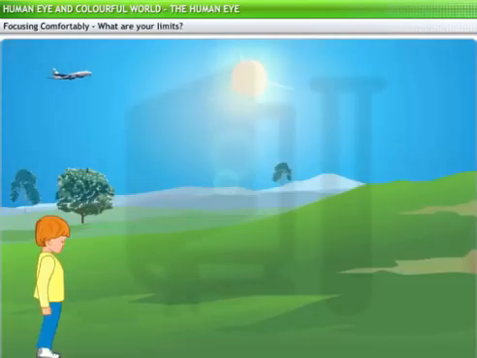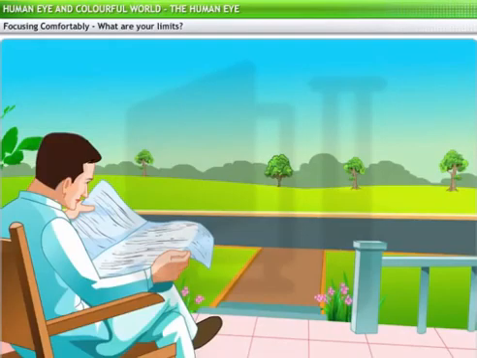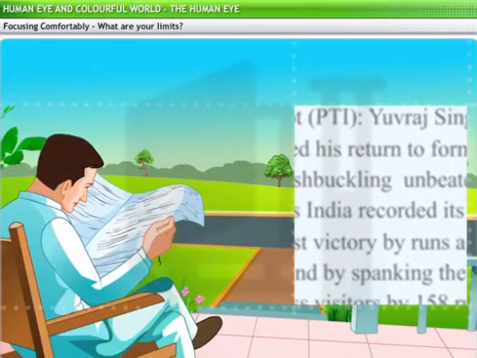So, how far does the power of accommodation of our eyes stretch? Can it accommodate images of objects at just about any distance? Not really. The power of accommodation provided by our eyes does have its limits. We cannot see distinct images of objects that are too far from or too near to our eyes.